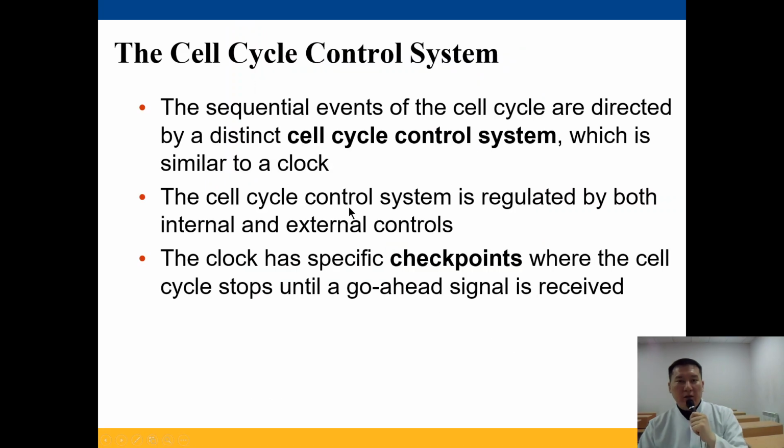The cell cycle control system. The sequential events of the cell cycle are directed by a distinct cell cycle control system, which is similar to a clock. The cell cycle control system is regulated by both internal and external controls, and the clock has specific checkpoints where the cell cycle stops until a go-ahead signal is received.